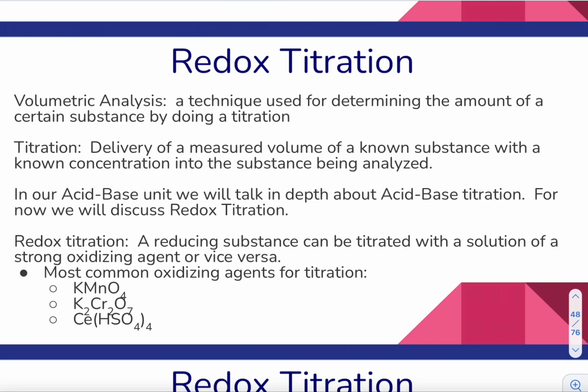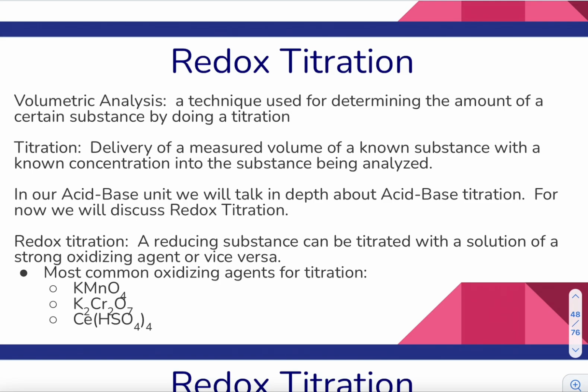So in redox titration, the reducing substance is titrated with a solution of a strong oxidizing agent, or the other way around. The oxidizing substance can be titrated with a strong reducing agent, okay? The most common oxidizing agents are listed here. You're going to see them a lot in the AP practice problems, KMnO4, K2Cr2O7, and so on, okay? You'll see those a lot.